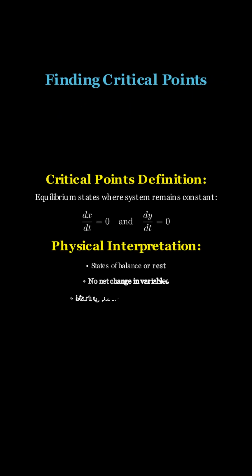Now, let's find the critical points, also known as equilibrium points or fixed points. These are points in the phase plane where the system remains constant over time. Mathematically, we find them by setting both derivatives equal to 0 simultaneously.